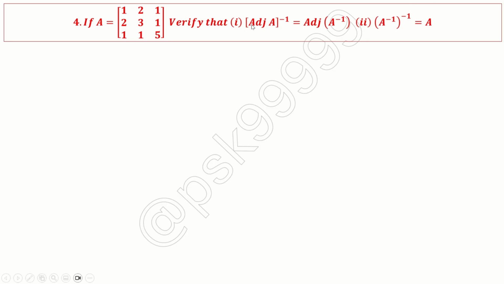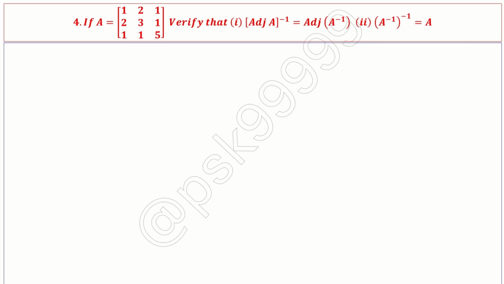You need to find the adjoint of A, let's call it B. Then you need to find B inverse. Then you need to find A inverse, let's call it C, and then you need to find the adjoint of C. Then A inverse is C, right? So C inverse you also need, which is almost done once you find the adjoint of C, so the adjoint of C inverse is pretty easy. Then for the rest, you need to verify whether they are the same or not.